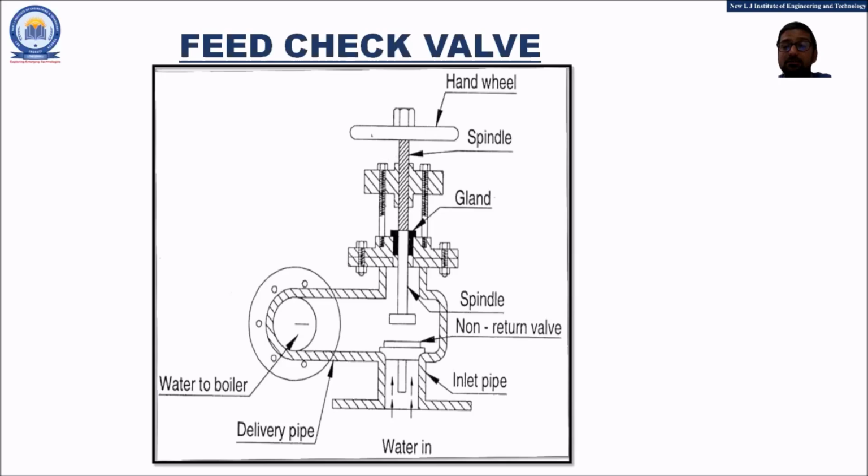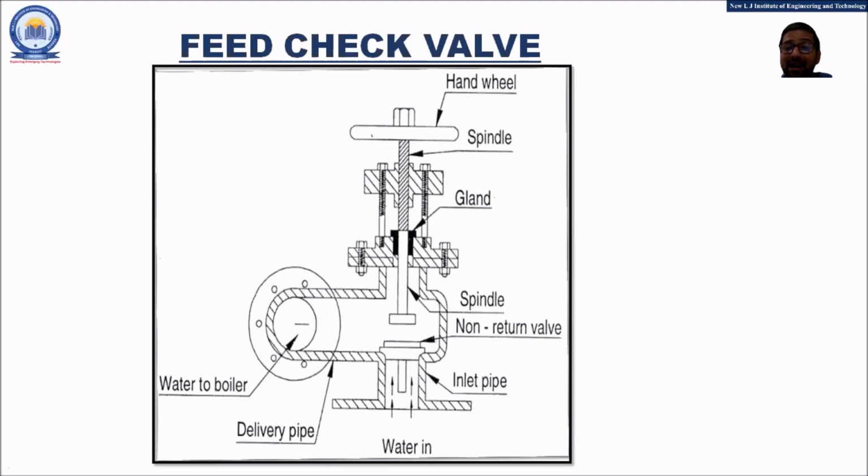So now friends, by the pressure of the feed pump, the water, in a high pressure condition, will be entering the feed check valve. By the high pressure of the water, the non-return valve will be lifted in the upward direction. Because of this lifting of the non-return valve, the water can easily fill the body, and now the high pressurized water can easily enter the boiler.